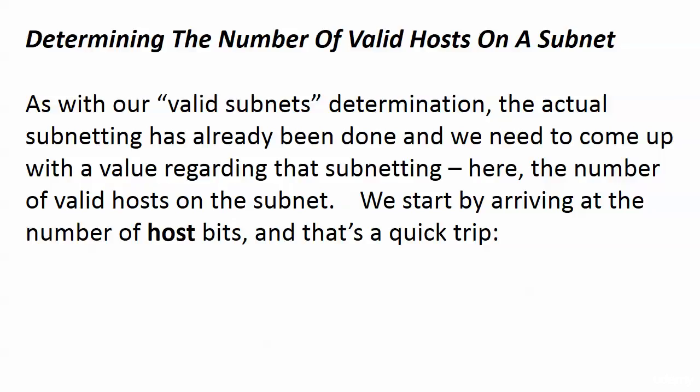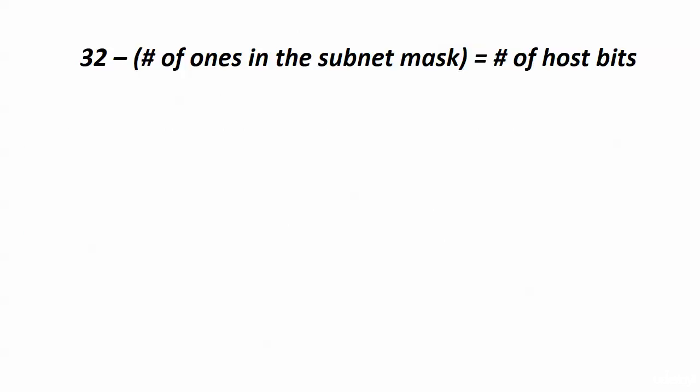And we start by arriving at the number of host bits. And that is a very short trip. A lot of times, if you're given the mask and prefix notation, you don't even have to do any writing to make this happen. It's 32 minus the number of ones at the beginning of the subnet mask equals the number of host bits. That's it. That's all there is to it.